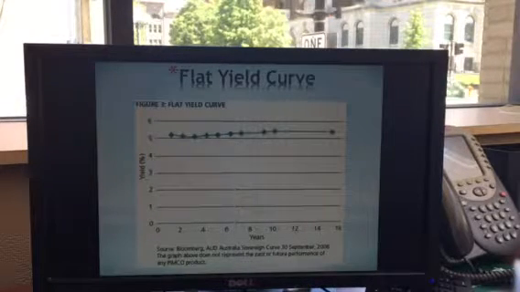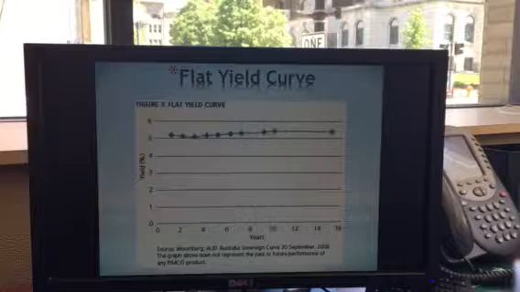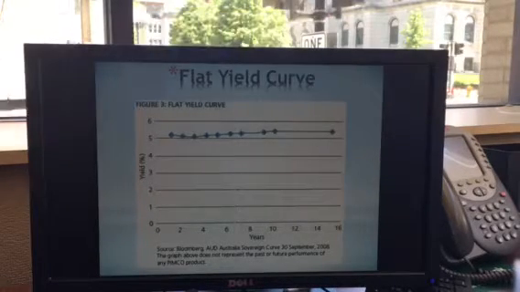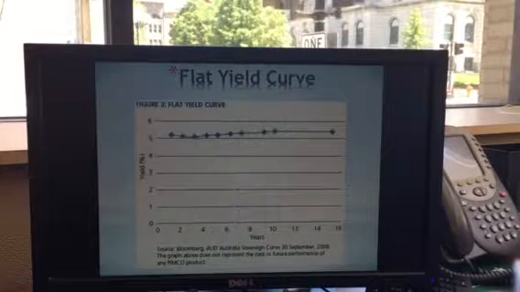This next one is the flat yield curve. This yield curve, as you can see, pretty much just stays the same, and the yield is the same regardless of how many years it is.